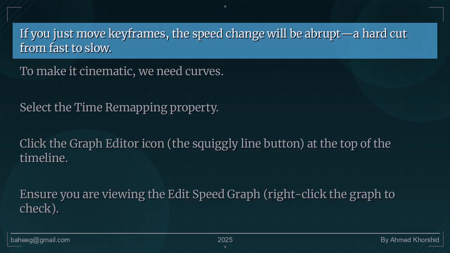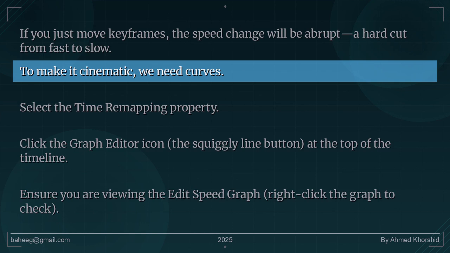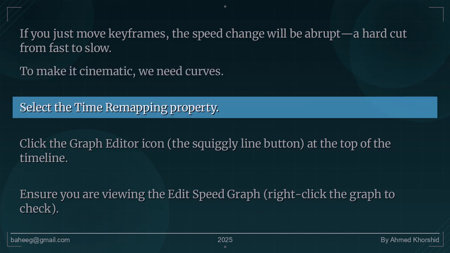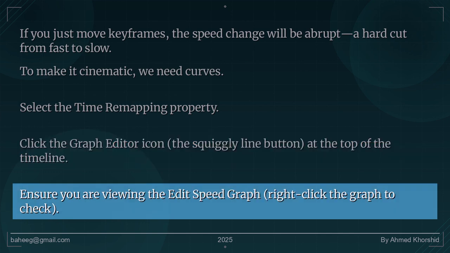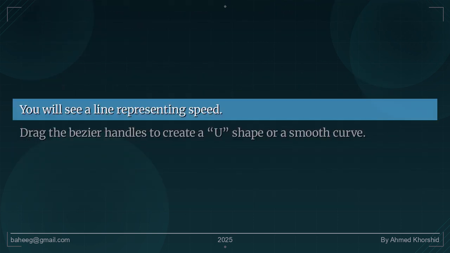Smoothing the ramp with the graph editor. If you just move keyframes, the speed change will be abrupt, a hard cut from fast to slow. To make it cinematic, we need curves. Select the time remapping property. Click the graph editor icon, the squiggly line button, at the top of the timeline. Ensure you are viewing the edit speed graph, right-click the graph to check. You will see a line representing speed.